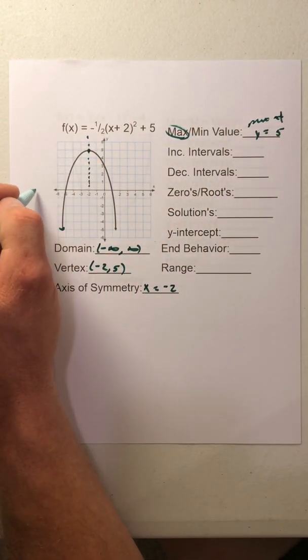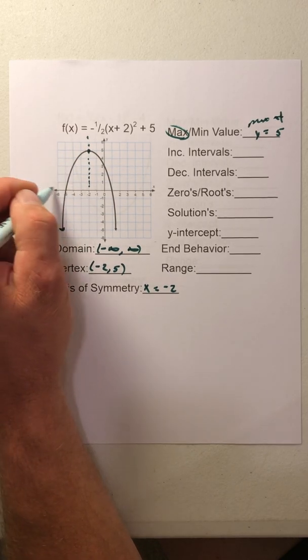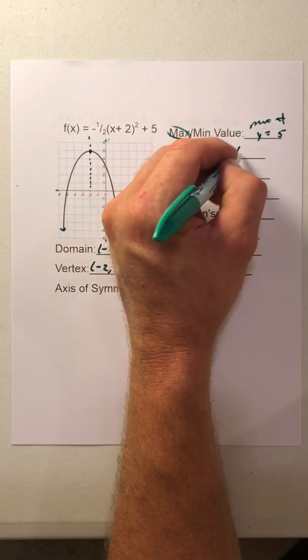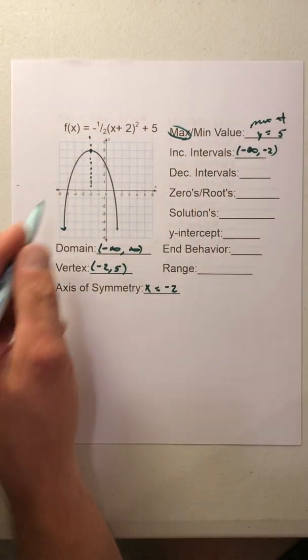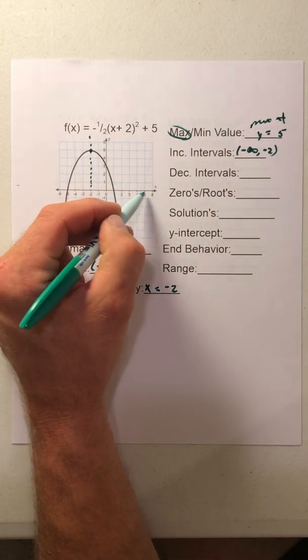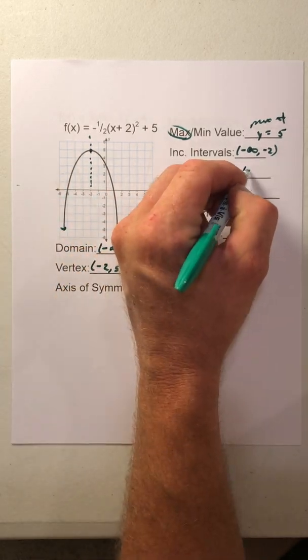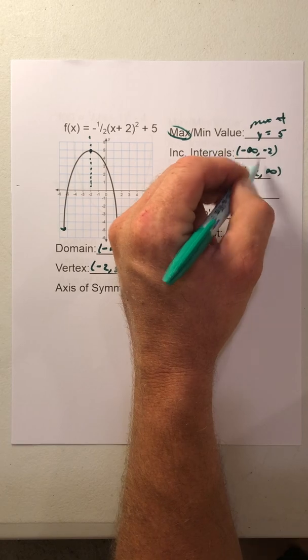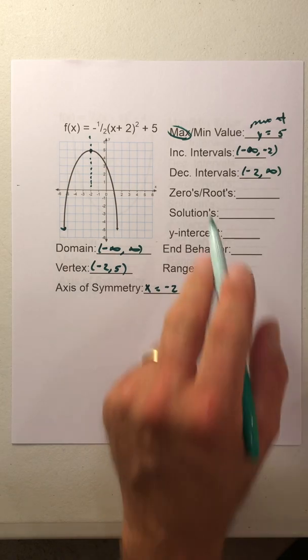Increasing intervals. I'm going up from left to right, from -infinity all the way to -2. And I'm going to decrease from -2 to infinity. Again, increasing and decreasing intervals are talking about the x values. So -2 to infinity. Notice those are correlated very closely to each other. Those values are going to be in common.